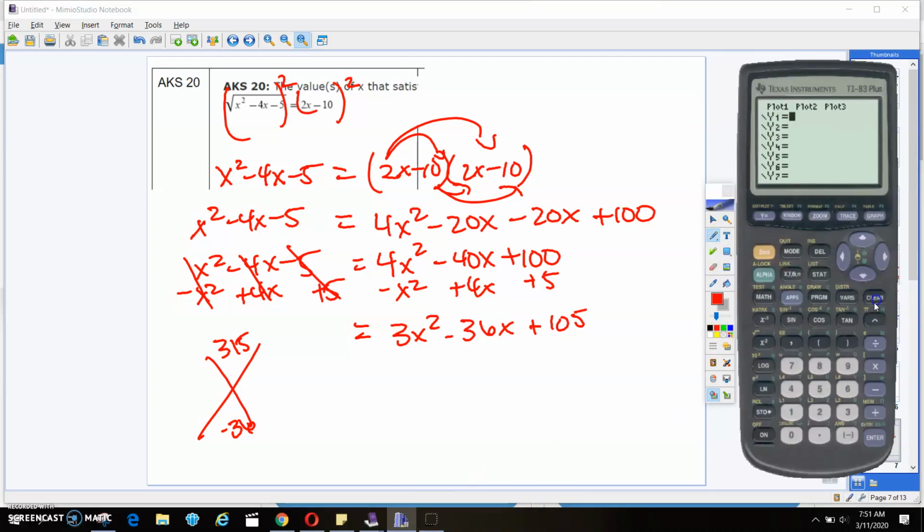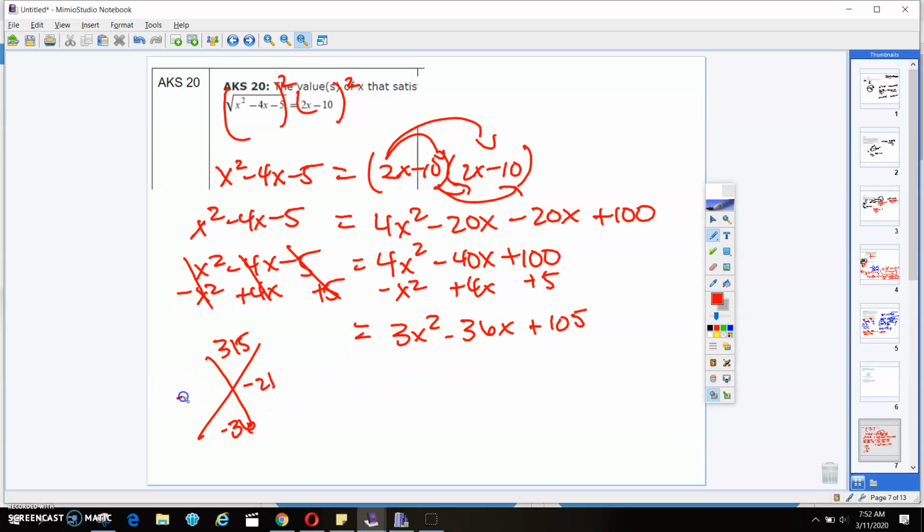I'm going to hit y equals. I'm going to type 315 divided by x. And I'm going to hit second table. I'm going to try to find numbers that if I add them together, I'll get negative 36. So, it's going to be 21 and 15. Negative 21, negative 15.